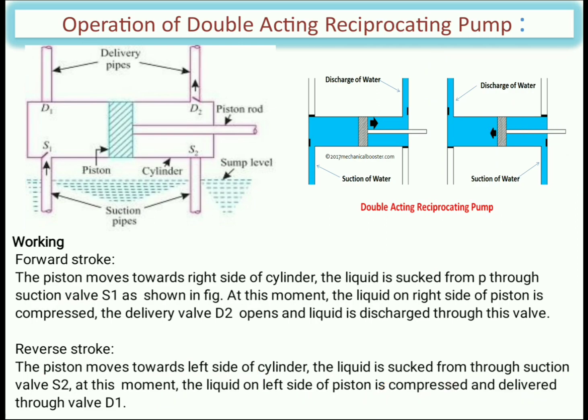So in this case we are getting continuous discharge, whereas in case of single acting reciprocating pump we were getting discharge only during the delivery stroke. However, the problem of continuous discharge with single acting reciprocating pump can be solved with the help of air vessels. In this case we don't need to use air vessels because the discharge over here is continuous.